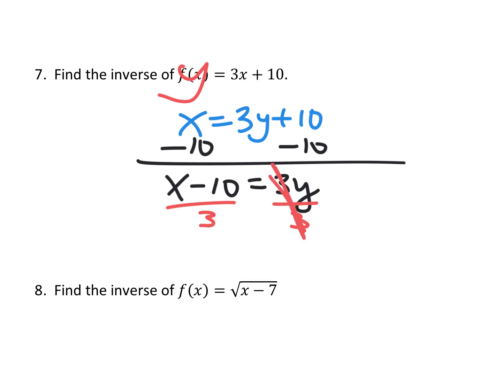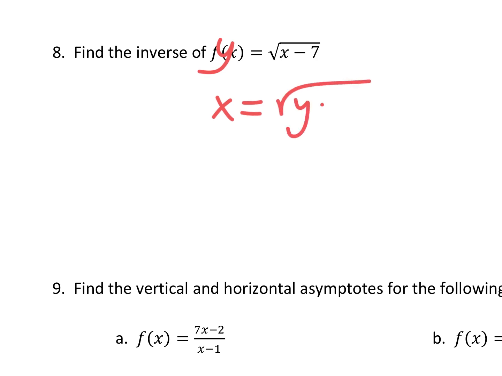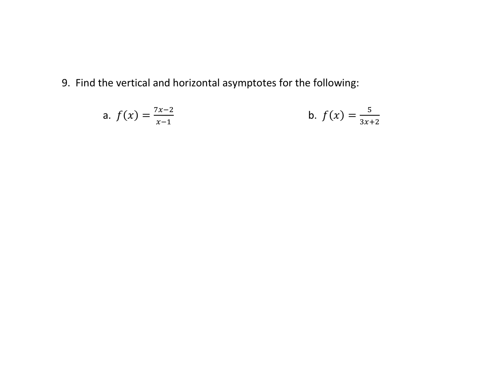On to find the inverse of this one. Well, Addie, I just told you the process. What do we switch first? X and Y. So the Y was here. Now it's going to be X equals square root of Y minus 7. And then what's your first step of solving it, Addie? Yep. So how do you get rid of square roots? Square it. Very good. All right.